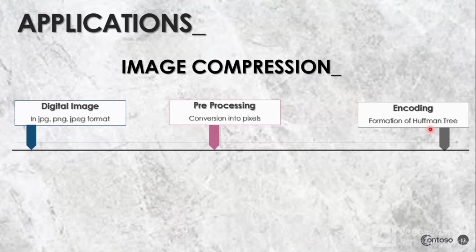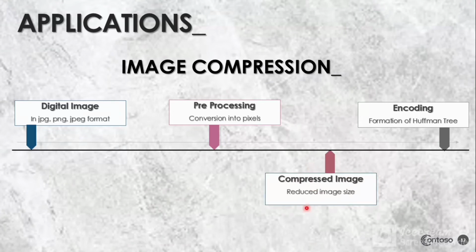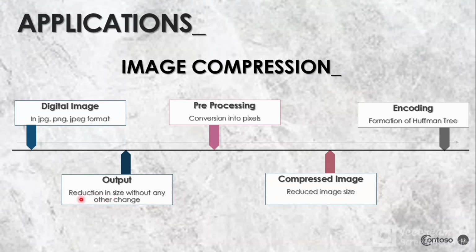Then by using those frequencies we will do its encoding, that is, create a Huffman tree using the frequencies that we have also discussed earlier. After forming the Huffman tree, multiplying all the numbers with their actual count and then adding them all together, we get the compressed image, that is the reduced image size, and at the output we have a reduction in the size without any other change in the format of the image.